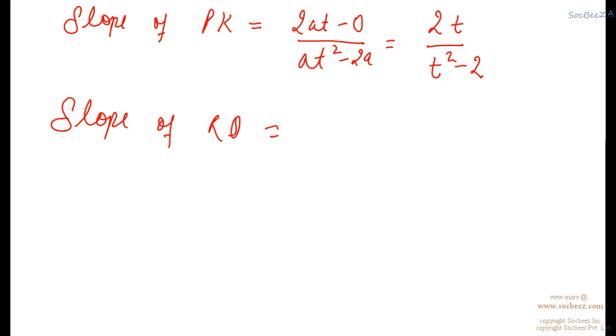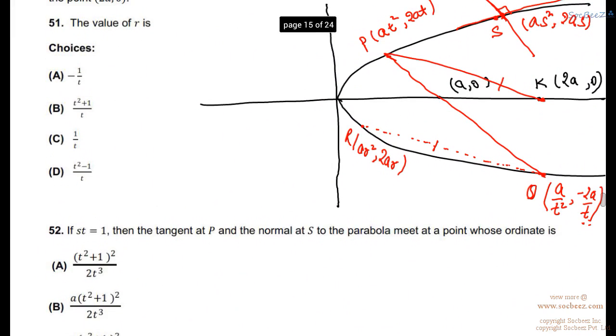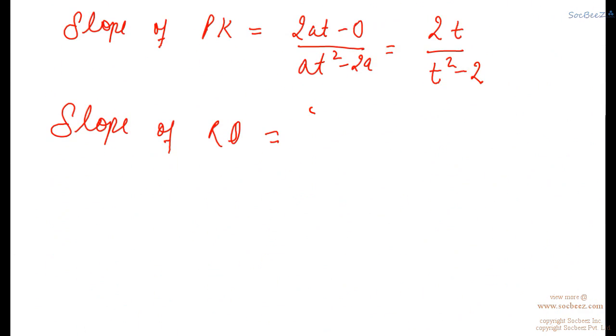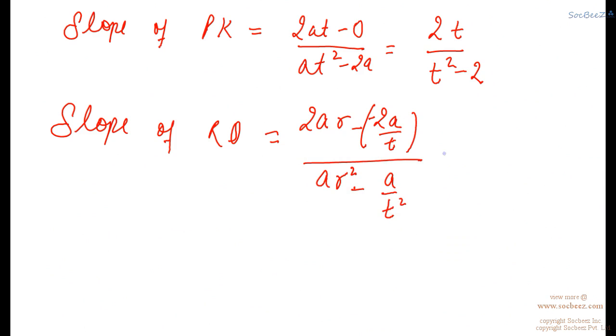And the slope of RQ equals, let's see which line is RQ. RQ is this line. We know the coordinates of R and Q, and we knew the coordinates of P and K, so we know the slopes, and since these are parallel, their slopes must be equal. So the slope of RQ is 2aR minus 2a upon t upon aR square minus a upon t square. So this gets simplified to 2 into R plus 1 upon t upon R square minus 1 upon t square.